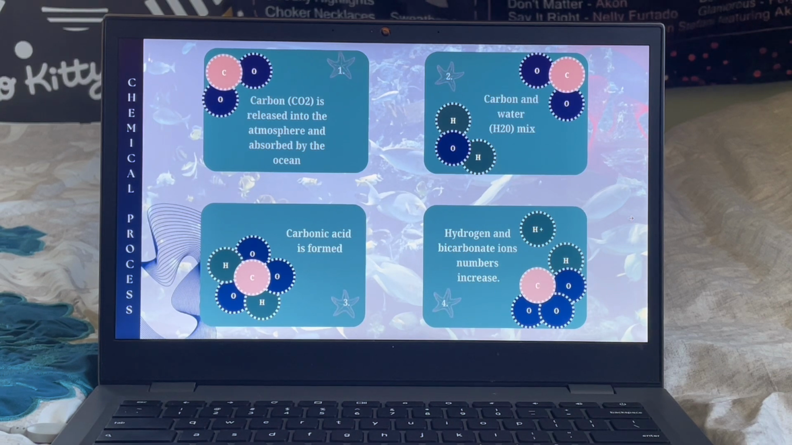For ocean acidification to occur, there's an obvious chemical process. First, atmospheric or released carbon is absorbed by the ocean. Once it is absorbed, carbon and water chemically mix. This chemical mix forms carbonic acid. The chemical formula for this is 2 hydrogen atoms, 1 carbon atom, and 3 oxygen atoms, or H2CO3. After this, hydrogen and bicarbonate ions are dissolved from the carbonic acid, and once these numbers increase, the ocean acidity increases as well. This would usually be a normal process, but because of the increased carbon emission, it's messing it up.